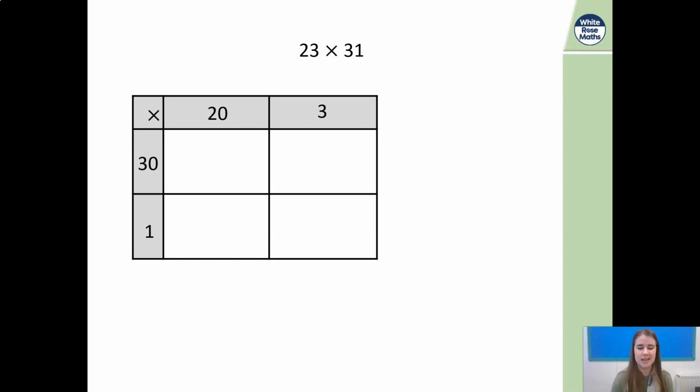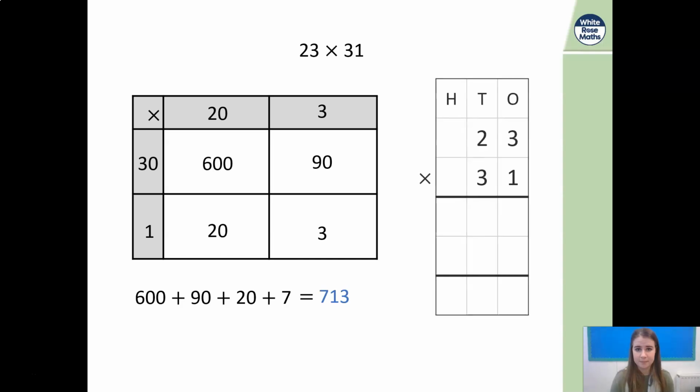So 20 times 30, well 2 times 3 is 6, but we've got it to be 100 times bigger, so 600. 30 times 3 is 90. 1 times 20, 20. 1 times 3, it's 3. We know that all we need to do to work that answer out is to add the numbers together. So here's what my written calculation would look like. If I add all of those numbers together, it's going to give me the answer 713.